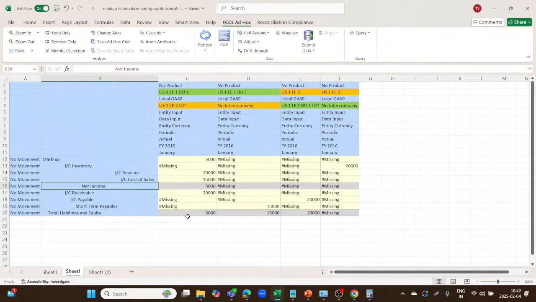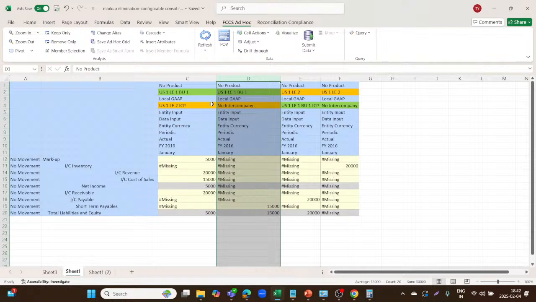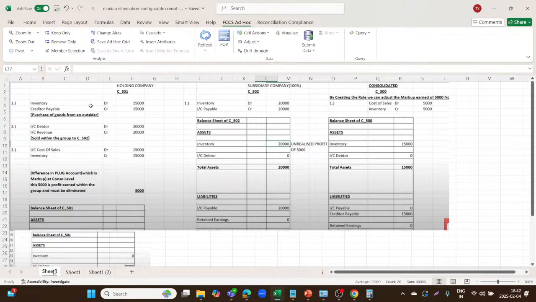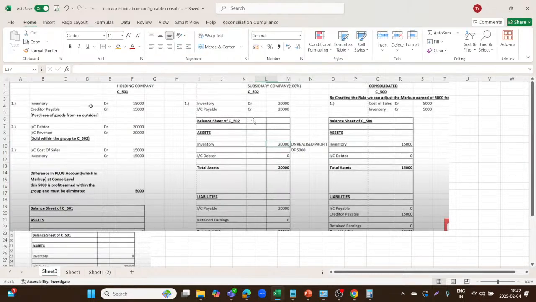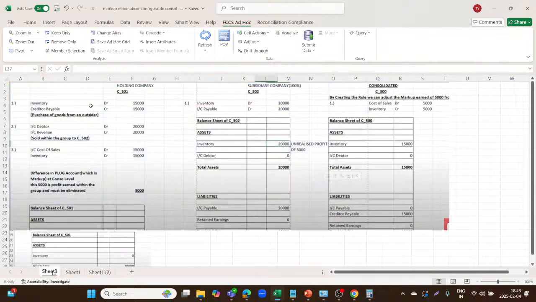So this is what we have entered in US 1 legal entity 1, whether there is an intercompany or no intercompany transaction. Now we'll record for legal entity 2, that is coming to the subsidiary company. Now it says it has booked the inventory of 20,000, so here it will increase its inventory by 20,000. The US entity has shown an increase in the inventory of 20,000.